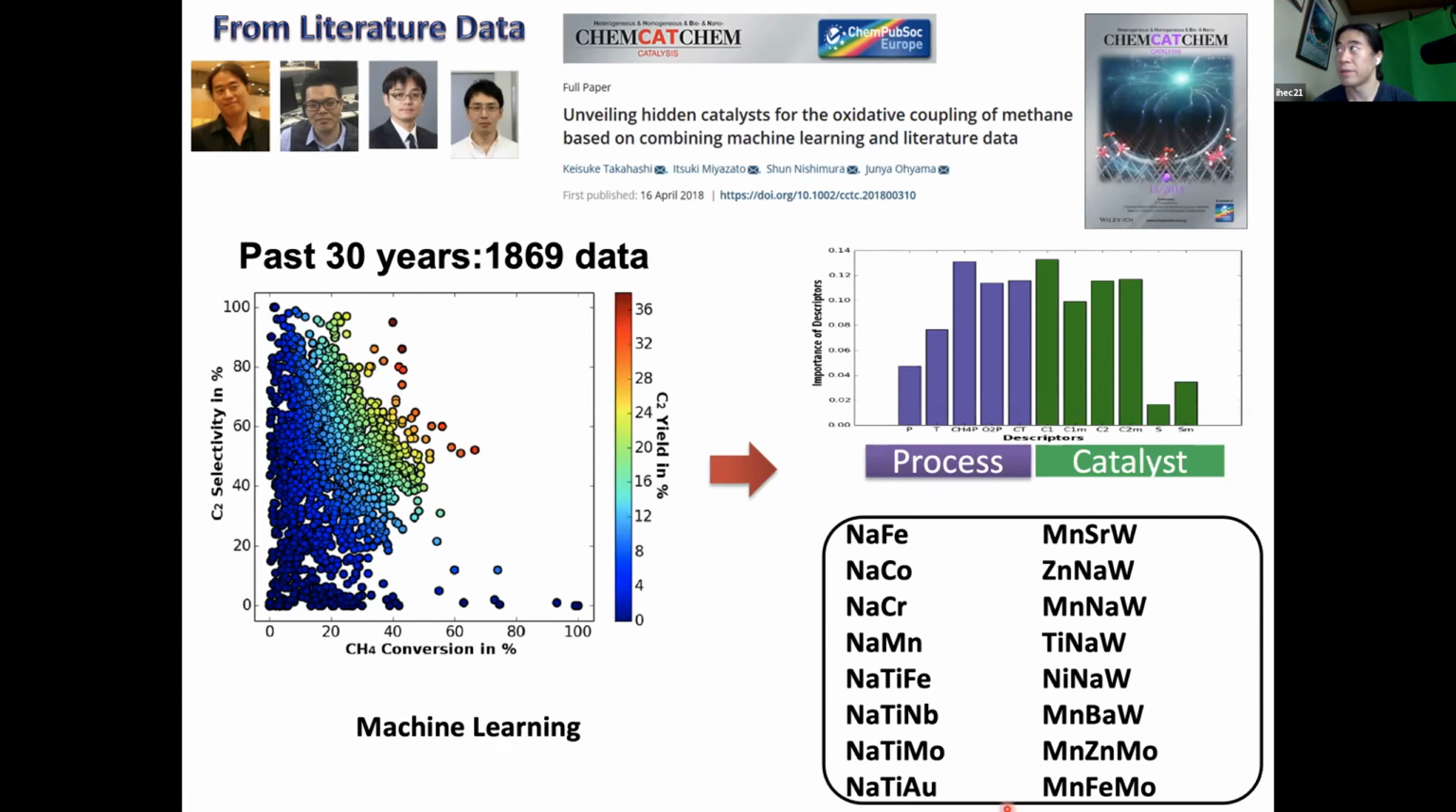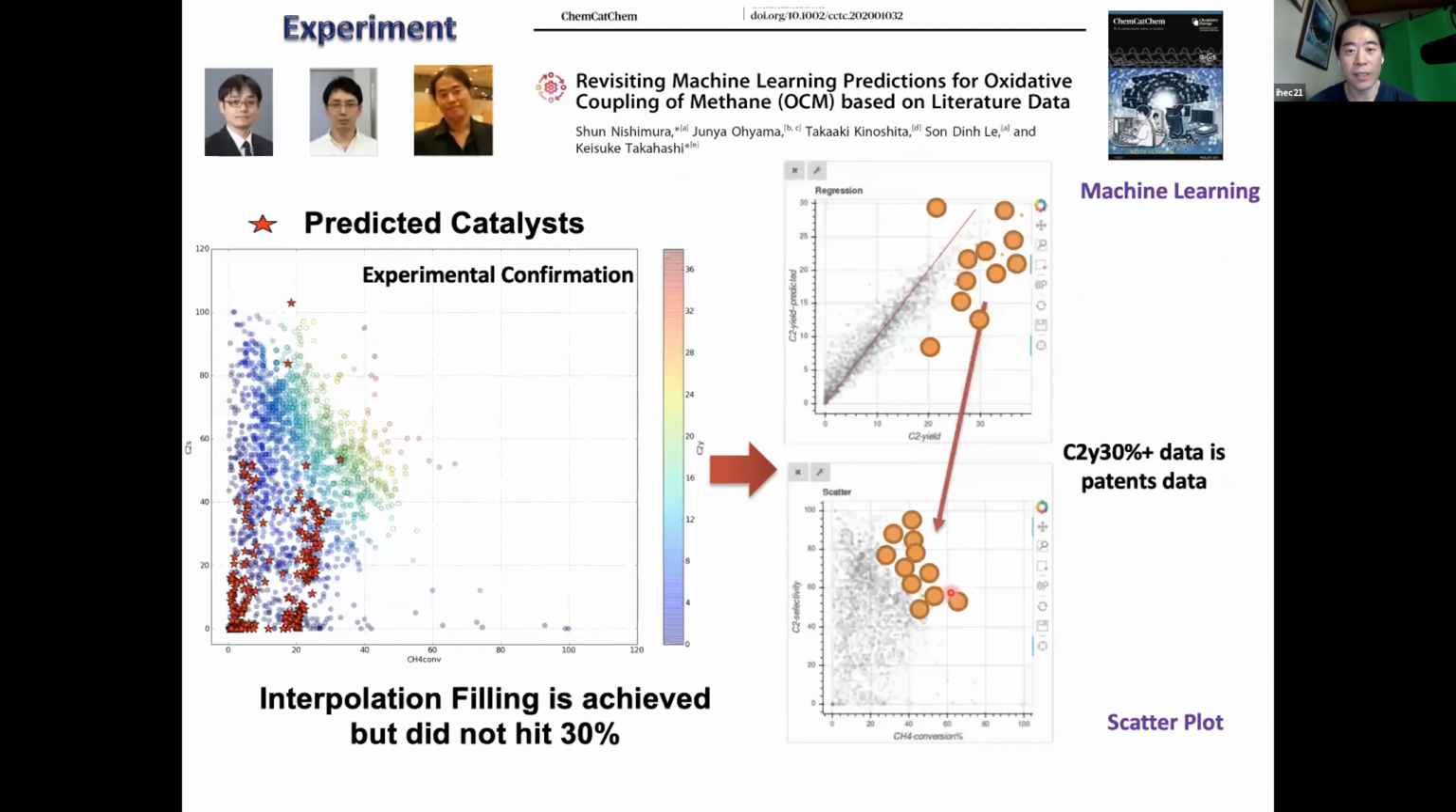So what we did is, okay, let's test this in the experiment. We tested it in the experiment, and this is the result we actually got. The transparent data points are literature data, and the red star is a predicted catalyst that we tested in the experiment. As you can see, we couldn't actually reach this target area.